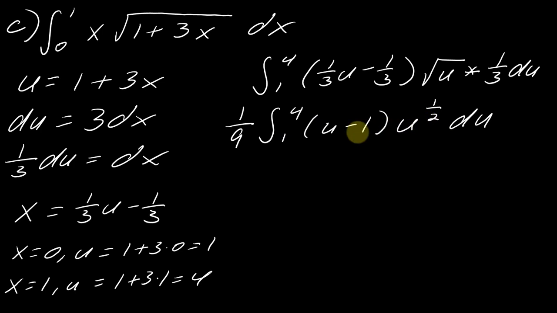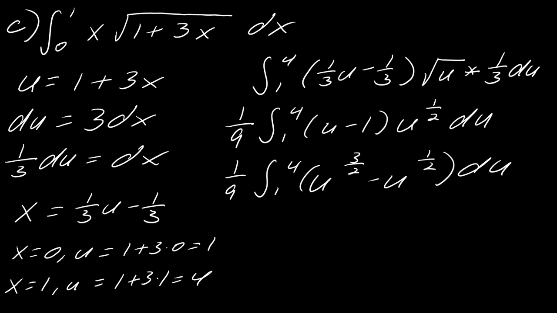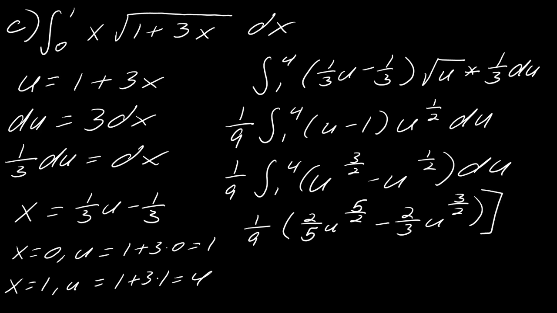Now I need to distribute all of this to make this something that I can integrate. So this becomes u to the 3/2 minus u to the 1/2. And now I can finally integrate. It's about time. So I've got 1/9 times 2/5 u to the 5/2 minus 2/3 u to the 3/2, and now all of this has to be evaluated from 1 to 4.